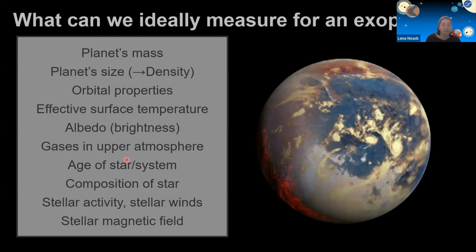We can also measure the star a little bit better to get information about the age, about the composition of the star, stellar activity, or maybe even if there's a magnetic field, which can also impact at least some exoplanets if they're close orbit to the star. But this is more or less information that we can actually get for a planet beyond the solar system.